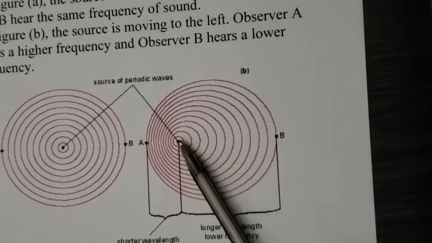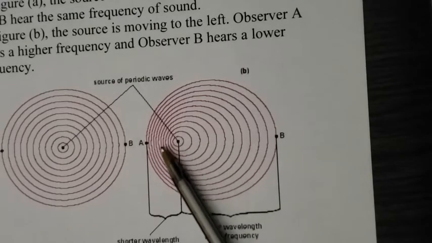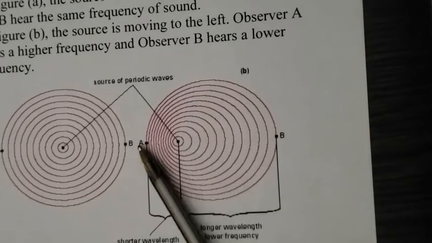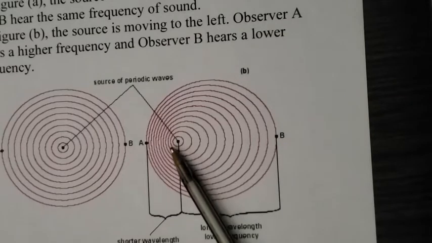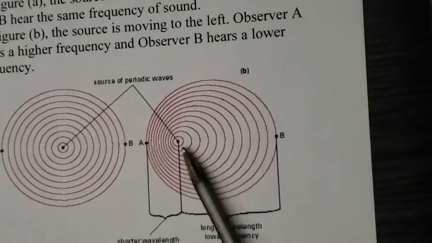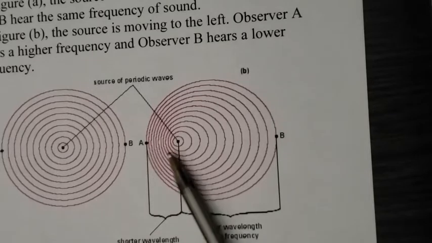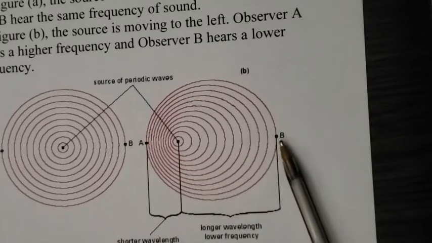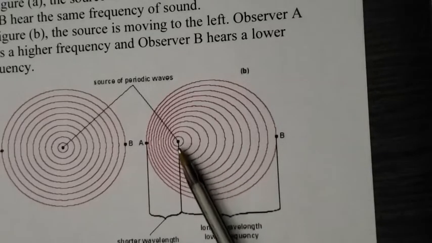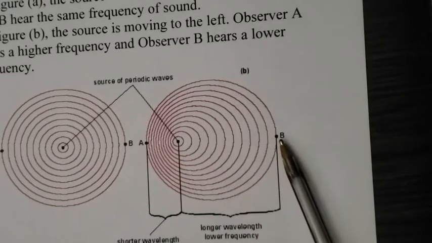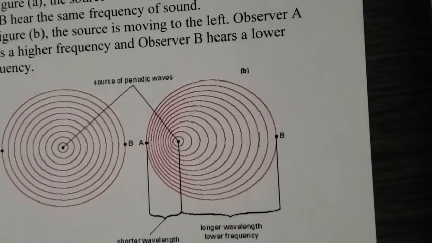Now, the interesting part is, what if that car started traveling towards observer A? So it starts moving to the left. Well, it's traveling in the same direction as the sound waves, so it's catching up to them a little bit. It's not passing, but it's getting closer. So all the sound waves here become compressed and closer together, which gives you a higher frequency. Also, there's more space now between the source of the sound and observer B. Because these are further apart, we end up with a much lower pitch that we hear.